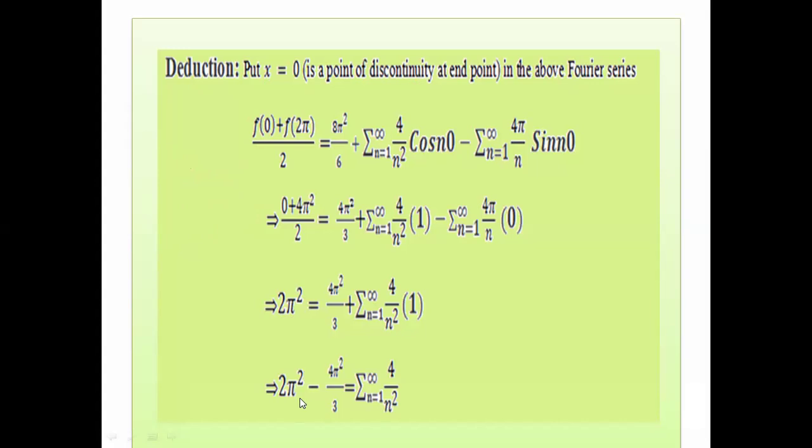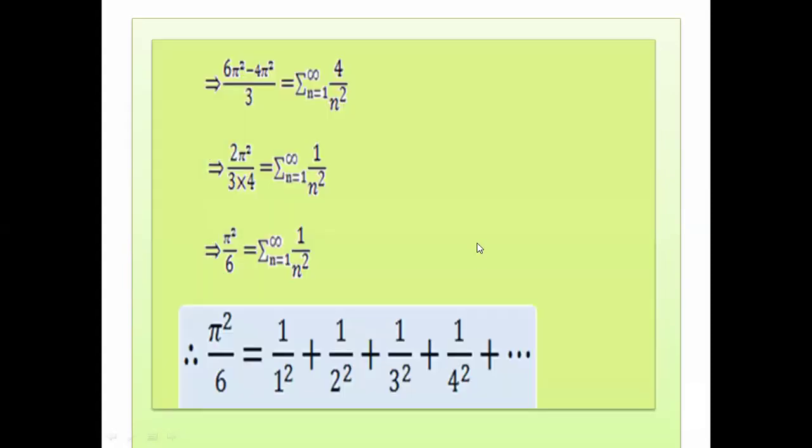Now we have to simplify this. This one, this equal to the other side will come from this side. You have to get minus 2 pi square minus 4 pi square by 3, summation n is equal to 1 to infinity 4 by n square. And finally, you can simplify everything.